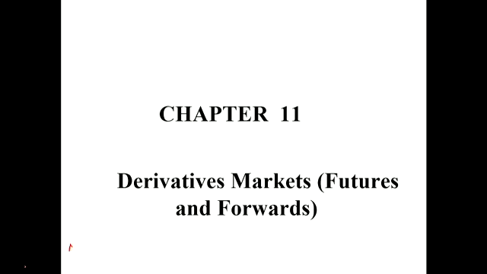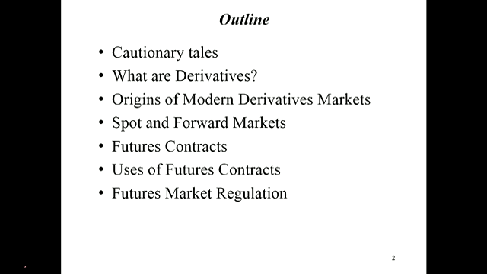So let's look at an outline. Things split into 2 pieces. There's this section here on the forwards and the futures, and then there's a second set of slides on the options and the swaps. We're going to start off with these cautionary tales, how people lose this money. Then ask what they are, and where they came from. Then we'll get into the details of the markets, the spot and the forward market, and then the futures contracts, how they're used, and a little bit around the regulation.